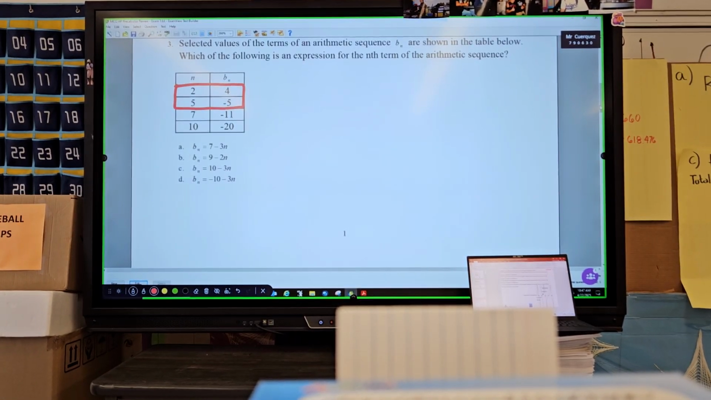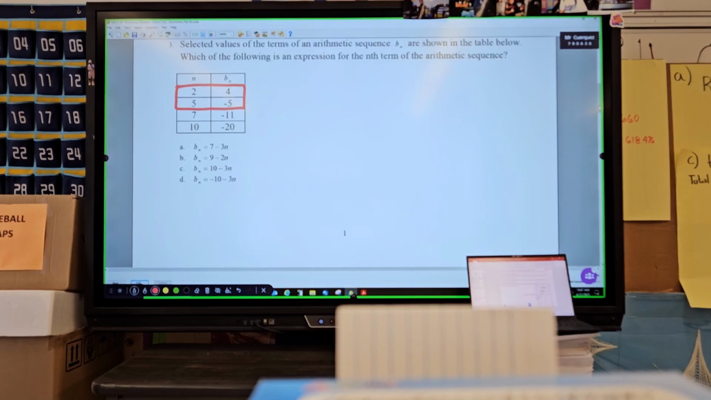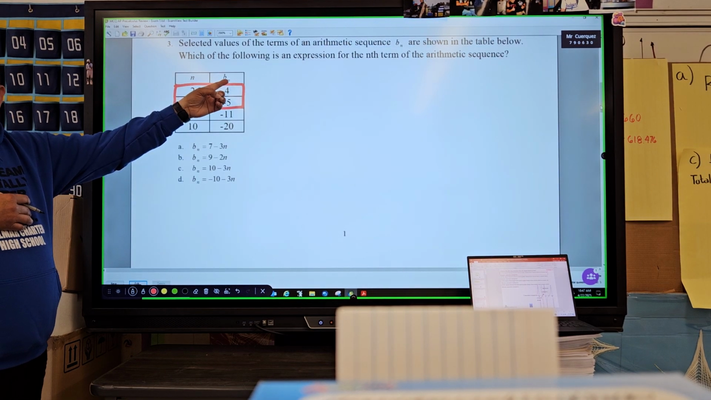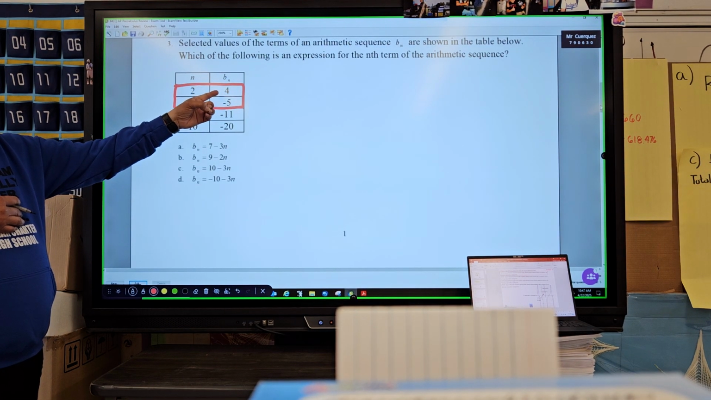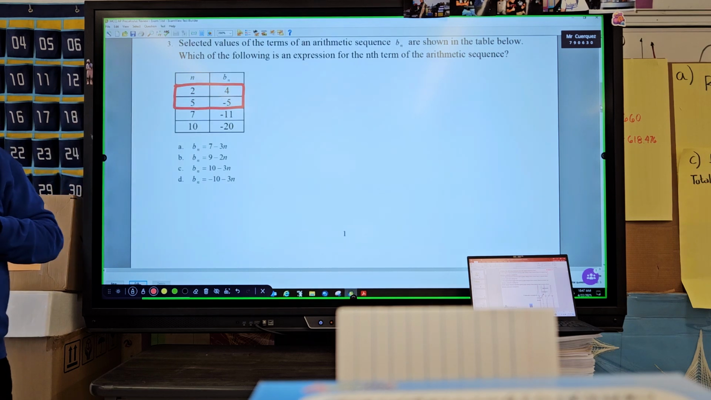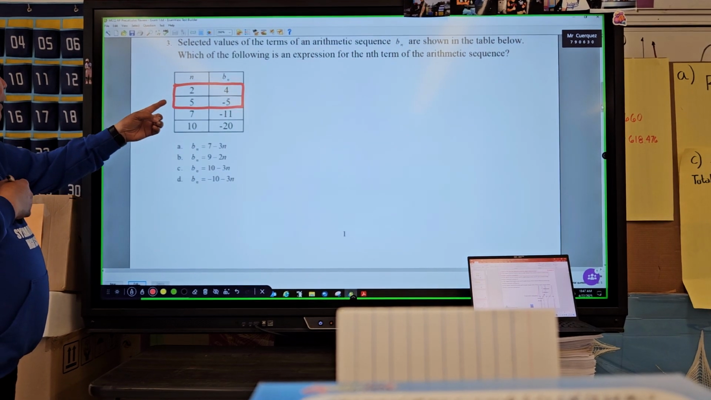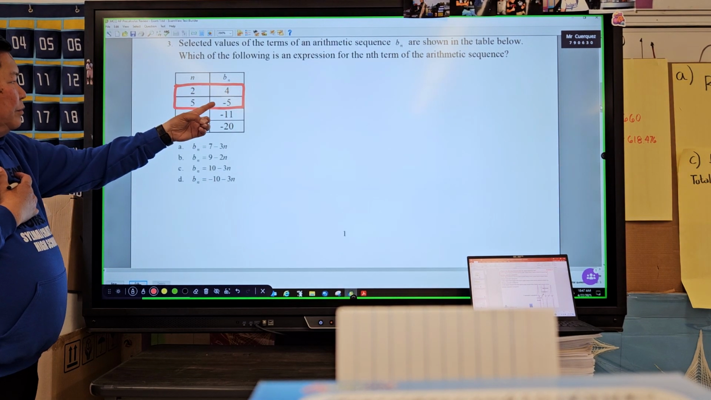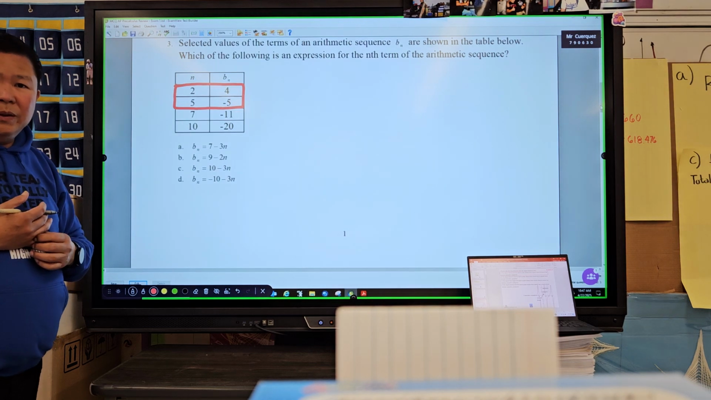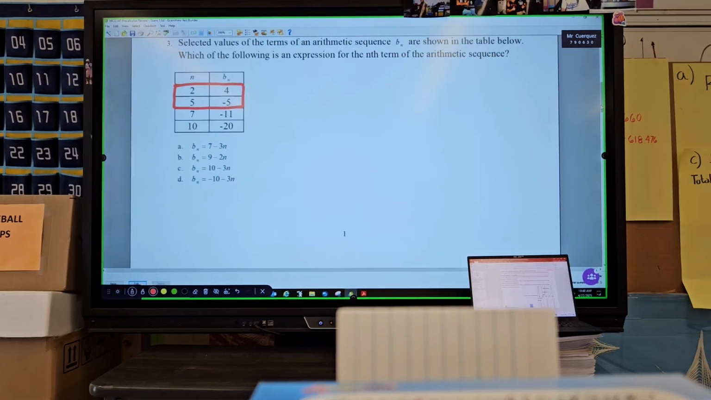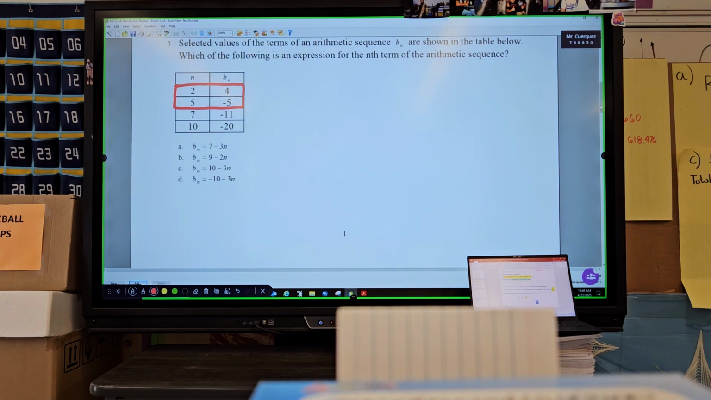So the first column is column n, and the second column is b sub n, which means if we assign a value of 2 as n right here, bn is equal to 4. If n is 2, bn is 4. Do you get me? And it says right here also that if n is 5, b sub n is equal to -5. Okay, I hope it's clear.